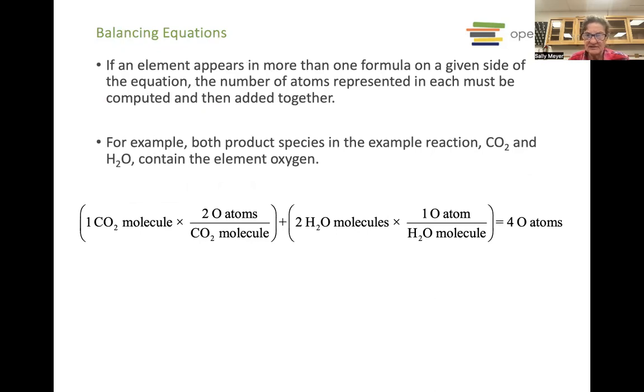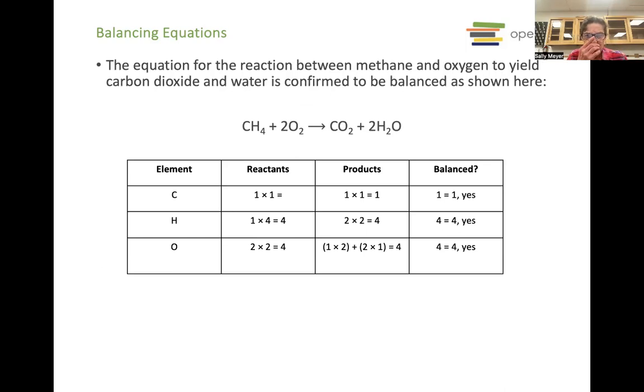So we looked at this already. We've already talked about it. Each CO2 on the product side gives you 2 oxygen atoms per CO2 molecule, and each of those waters gives you 1 oxygen per 1 molecule of water. So you end up with 4 oxygen atoms on the product side.